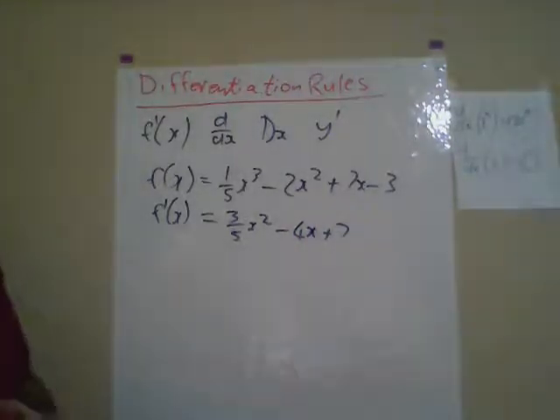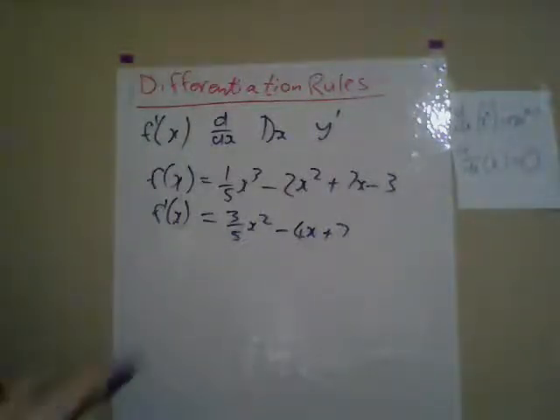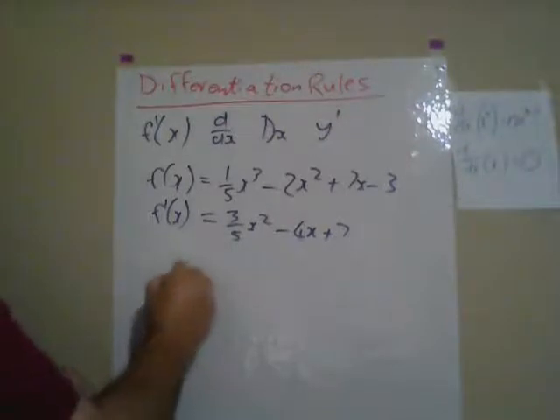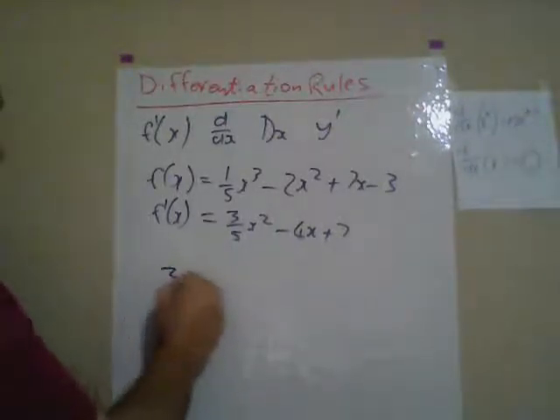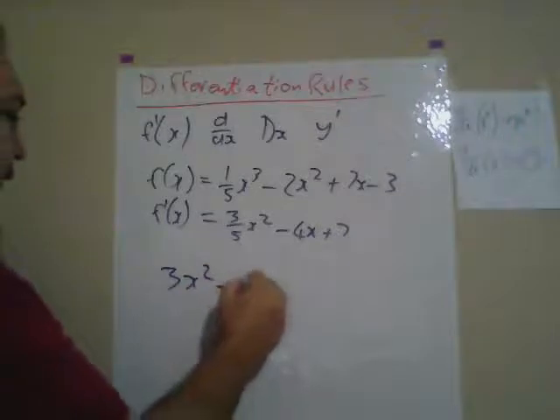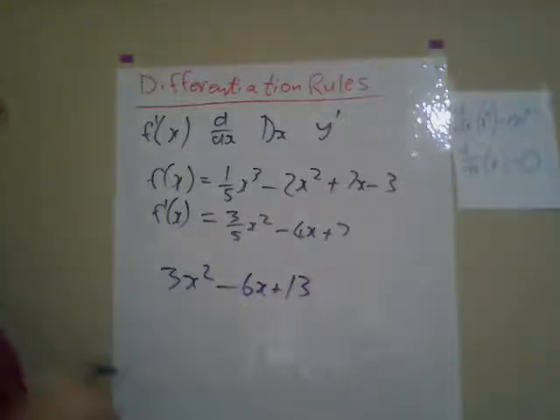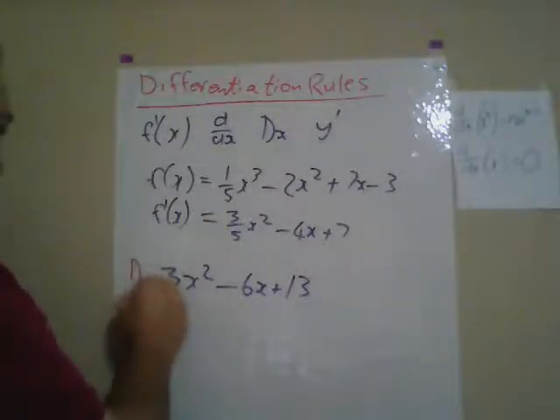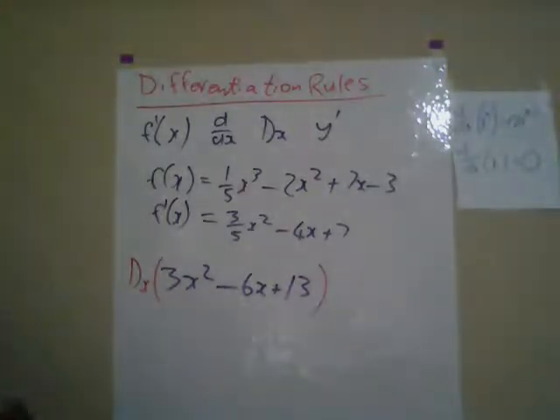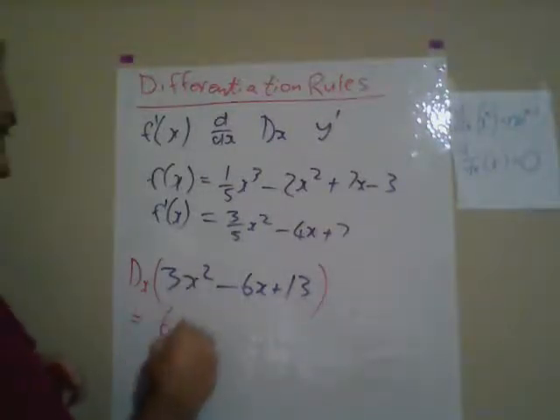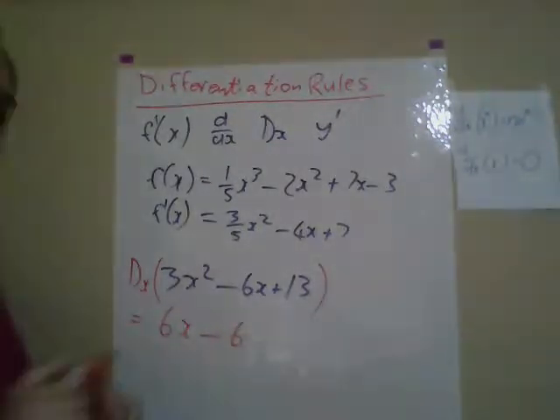Now if we want to know the maximum value of, let's say, an expression, so if I get something like 3x to the 2 minus 6x plus 13, and we want to know what the maximum value of that expression will be, we will just use d dx, because there is no y, so we can just say d dx of that, which will give us 6x minus 6, and that's it.